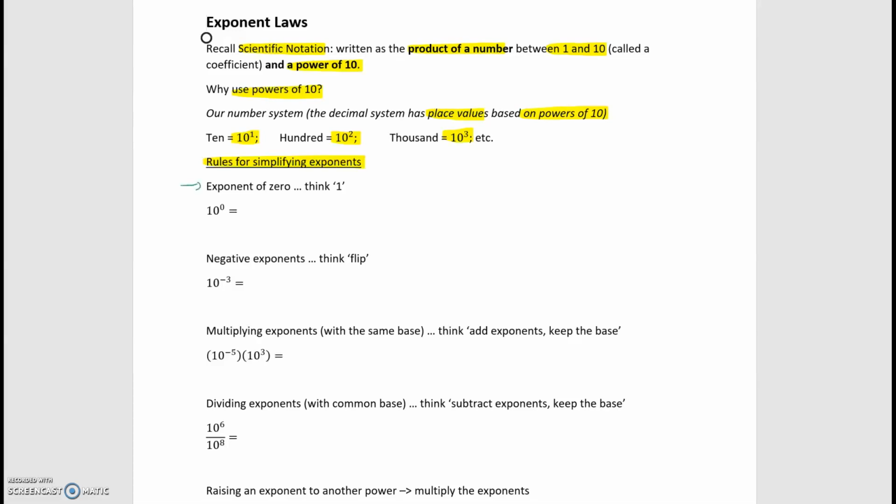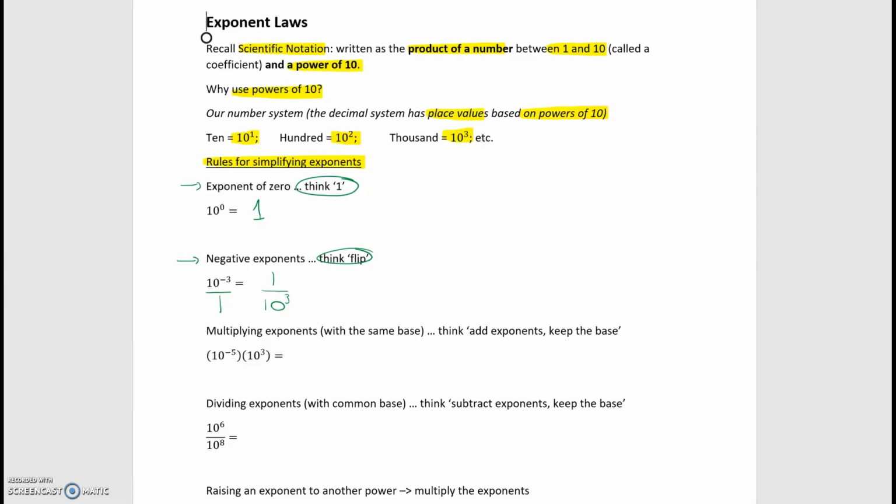An exponent of 0 means think 1. Well, 10 to the 0, the answer is 1. In fact, anything raised to 0 is equal to 1. For negative exponents, think flip. In other words, underneath this 10 to the negative 3, there's an invisible 1, just like there is under any whole number. If we flip this, meaning 1 over 10, that exponent that's on the 10 now becomes positive.